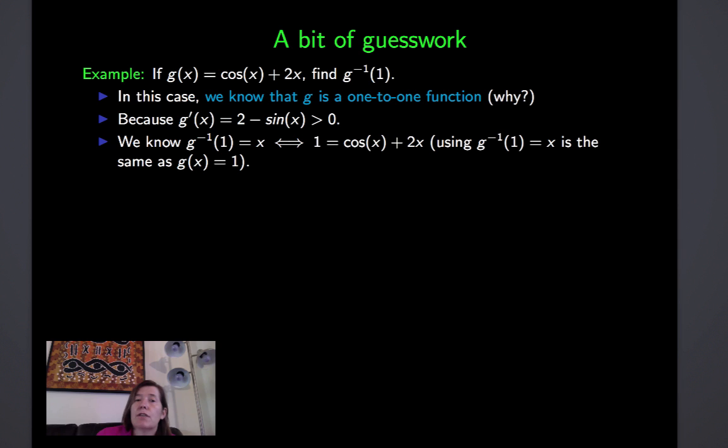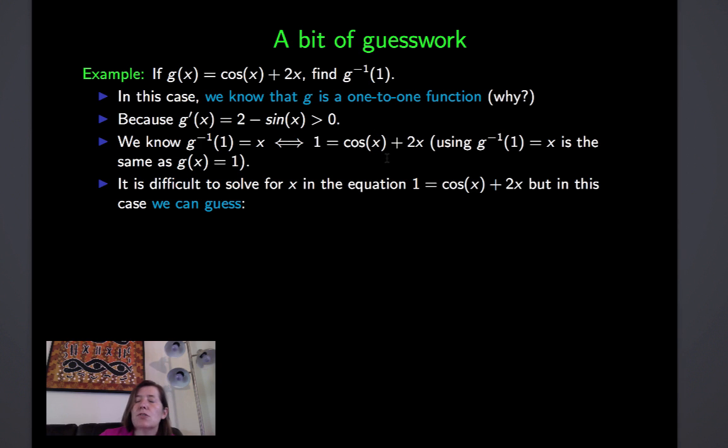I'm looking for g inverse of 1, and so I know that g inverse of 1 equals x is the same as saying, using the if and only if symbol, that 1 is equal to cosine of x plus 2x, or g of x equals 1. Now I just need to solve for x in the equation 1 equals cosine of x plus 2x.